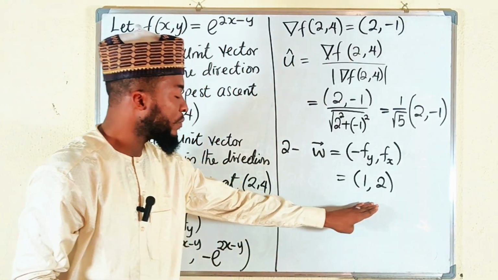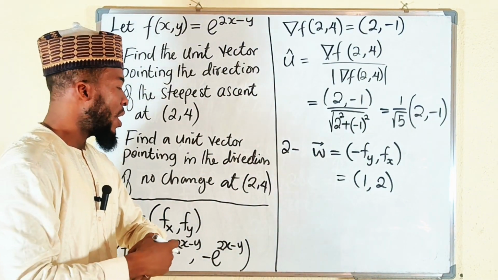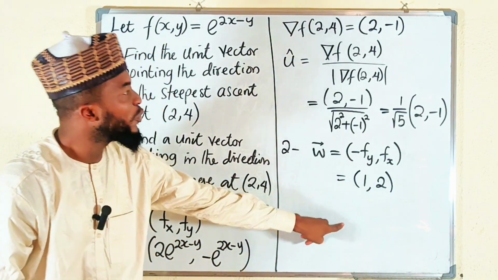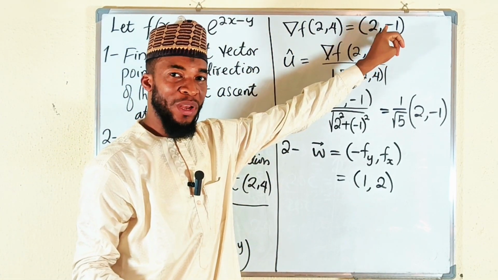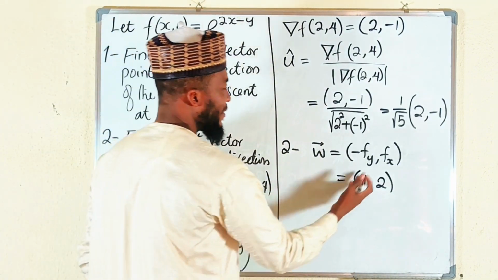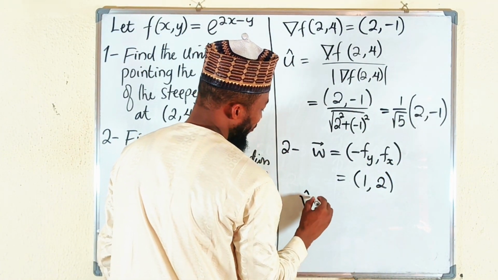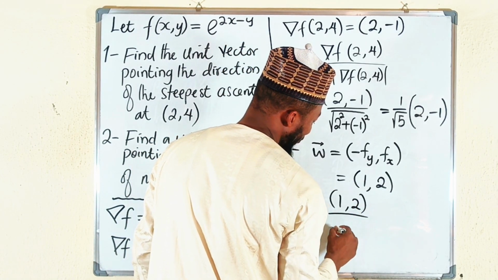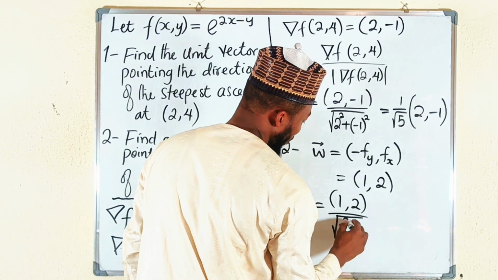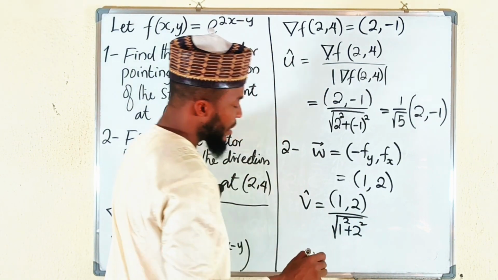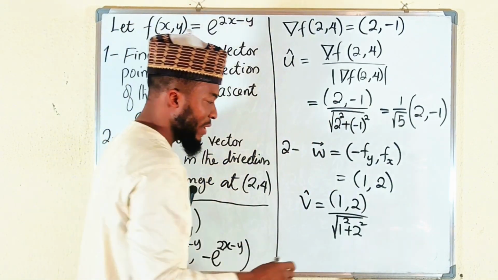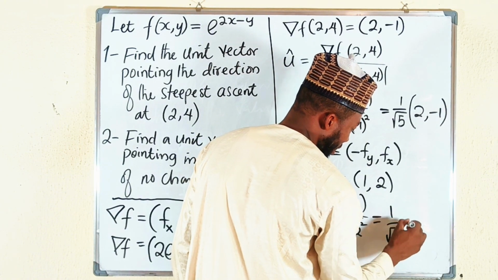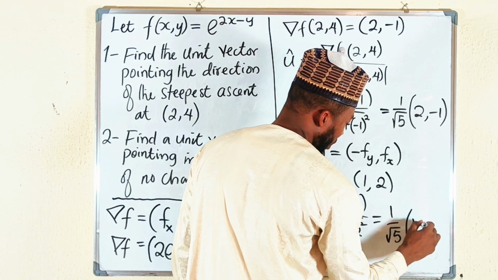So this is the vector pointing in the direction where the function has no change. This should be orthogonal, or perpendicular, to the gradient. But we are looking for the unit vector, so we do the same thing we did before. The unit vector is equal to (1, 2) divided by its magnitude. Its magnitude is the square root of 1 squared plus 2 squared, which is the square root of 5, just like the other one. So this is 1 divided by the square root of 5 multiplied by (1, 2).